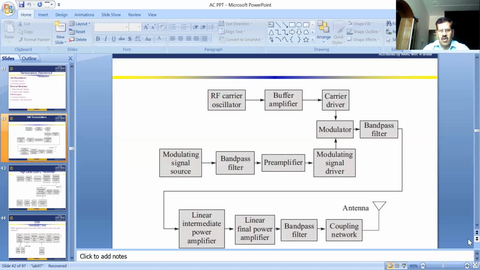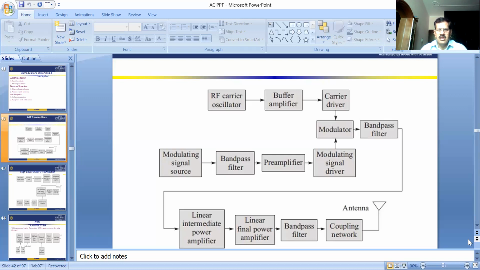The linear final power amplifier maintains the linearity of the incoming signal, and this signal is also applied to a band pass filter, which passes a particular frequency signal. Then this signal is applied to the coupling network, which is the output network, and the signal is transmitted through the antenna to free space. We can use different types of antenna, such as Yagi-Uda antenna, microstrip patch antenna, or parabolic antenna. Basically, in the transmission process, we use the antenna for transmitting signals to free space.